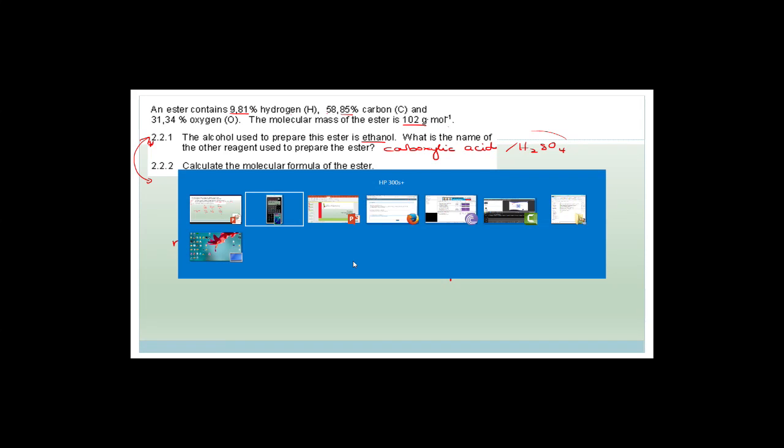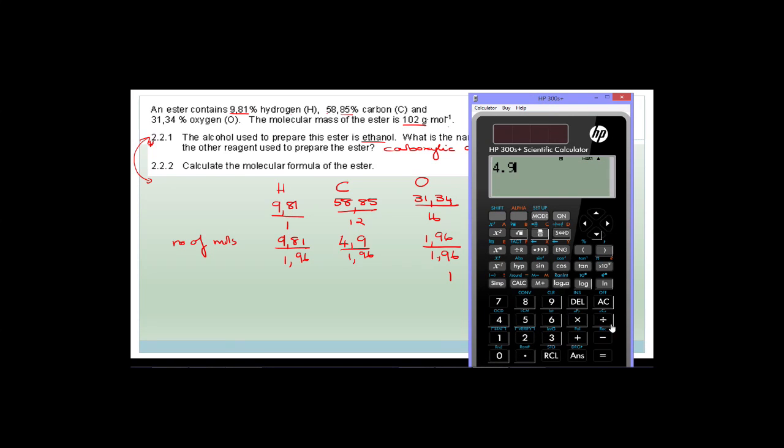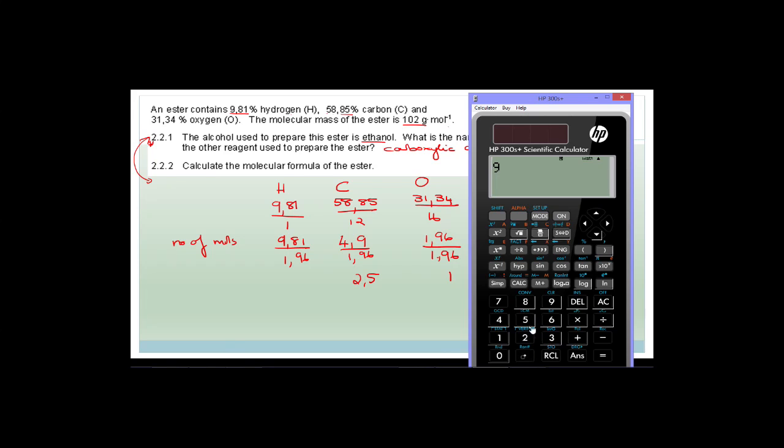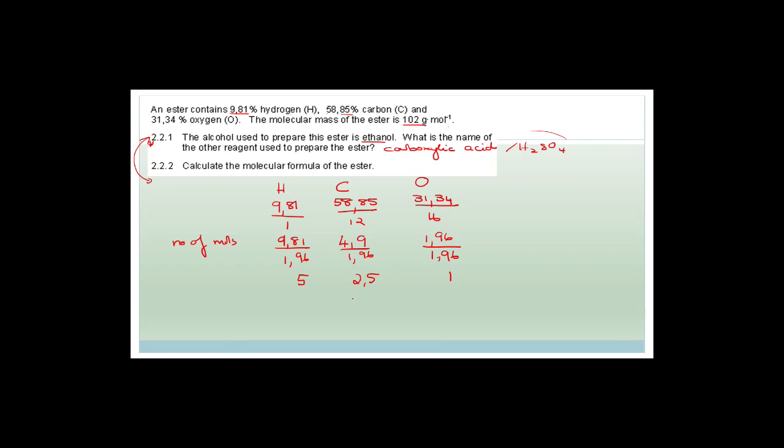Now let's do this. 4.9 divided by 1.96 is equal to 2.5. And let's do this one. 9.81 divided by 1.96 equals 5 effectively. Right, but you can't have a half, so what we're going to do is double it up. So it becomes 2, 5, and 10. So therefore, as far as we're concerned, the ratio for this is C5H10O2.